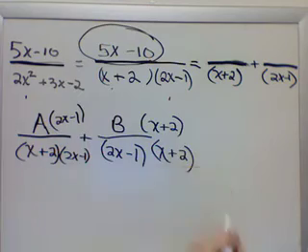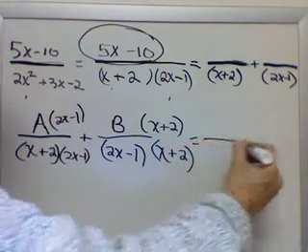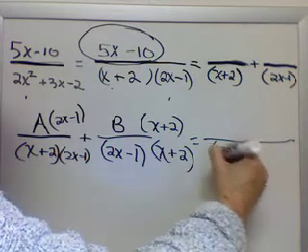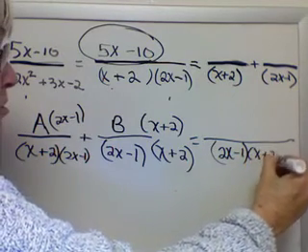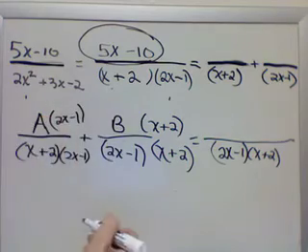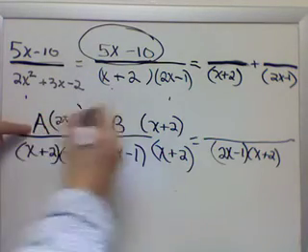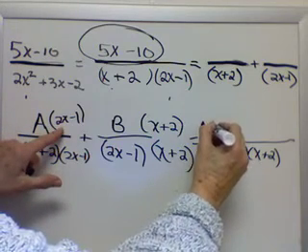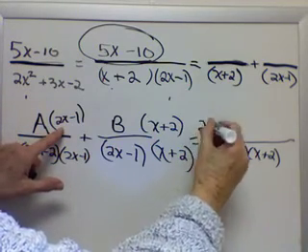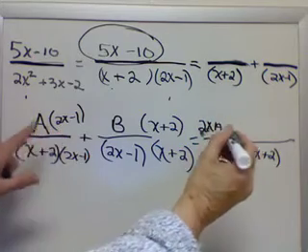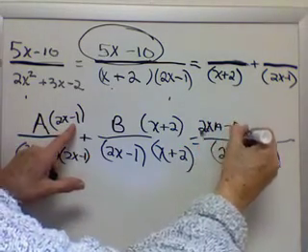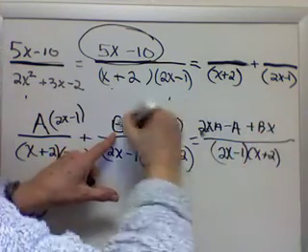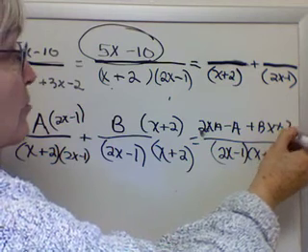and the bottom. Now, when I do that, I get one fraction that has the bottom 2x minus 1 times x plus 2. But I have all of this stuff on the top. I have a times 2x, which is 2xa. Let's write that, 2xa. And then I have a times 1, so minus a. And then I have b times x, so plus bx. And then I have b times 2, plus 2b.